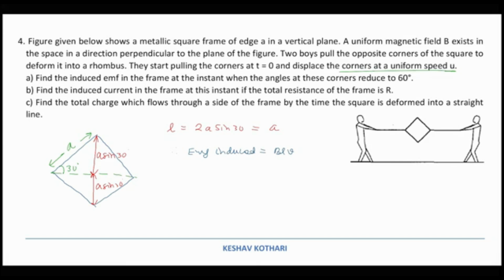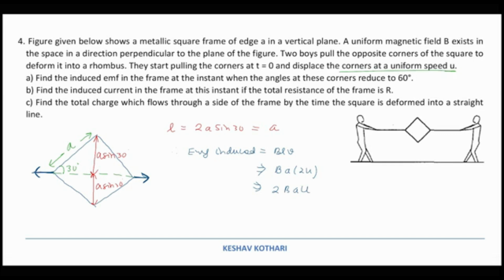Now since both sides are moved with a speed u, due to both the sides being moved with a speed u, the value of velocity which we are going to use over here is the relative velocity, that is 2u. So we can say that the EMF induced is going to become B into a into 2u. So the value that we have is equal to 2Bau.